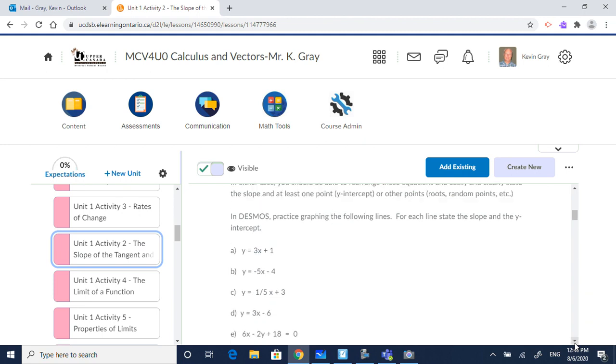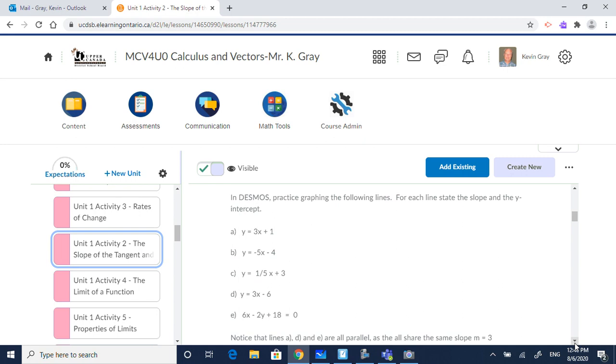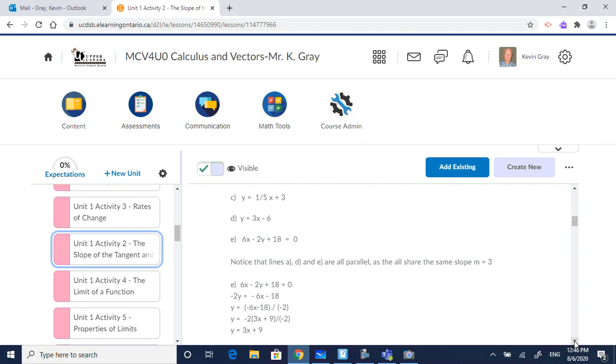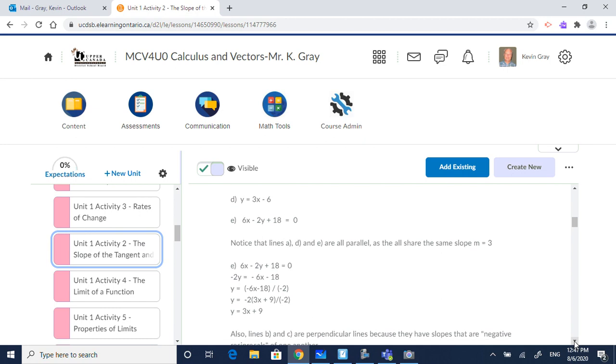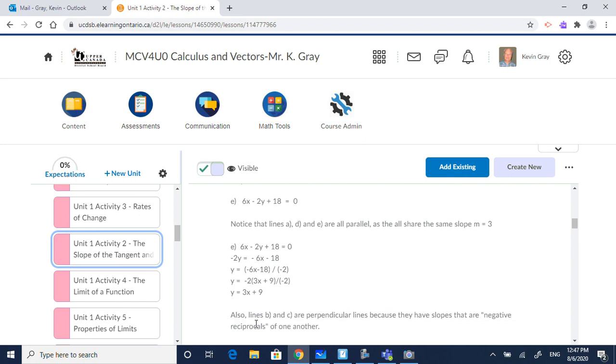I want you to practice in Desmos, if you've never done this before, graphing the following 6 lines. And understand that a couple of them are parallel, those are lines A, D, and E, and they're parallel because they share the same slope of m equals 3. Often we rearrange an equation in order to find the slope right here. This is what I did with E.